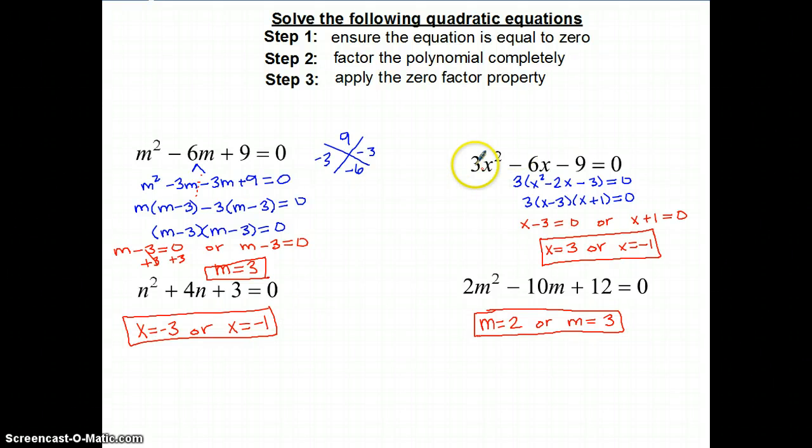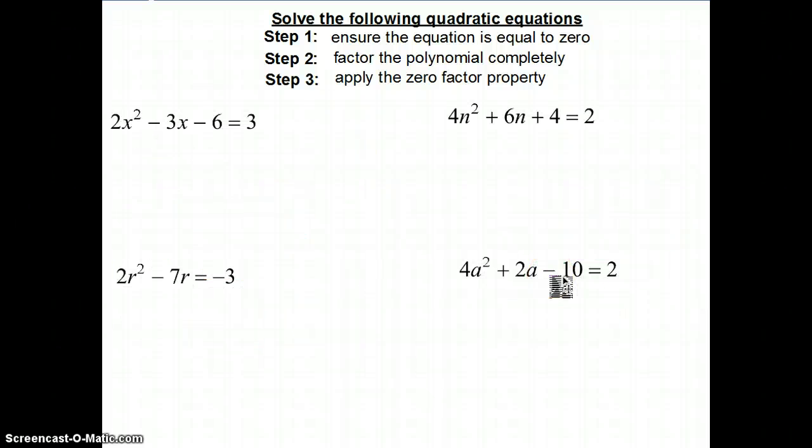From the first, you should have factored out a greatest common factor of 3 before factoring the trinomial. Factoring the trinomial, I obtained x minus 3 and x plus 1. Setting each of those factors equal to 0, I obtained final solutions of x equals 3 or x equals negative 1. On the bottom left, I obtained x equals negative 3 or x equals negative 1. And last, m equals 2 or m equals 3.